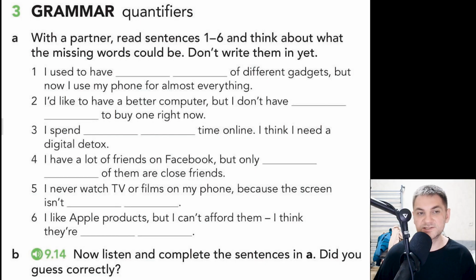Activity B. Listen and check. Now listen to the audio. It will give you the complete sentences. As you listen, write the missing words in the gaps. After the audio finishes, check your answers. Did you guess correctly? If you made a mistake, that's fine. Just correct your answer and learn the right one.